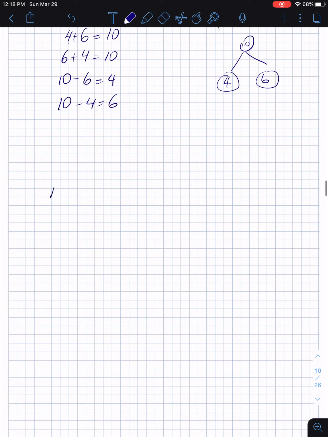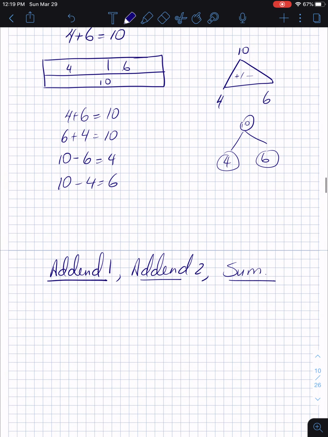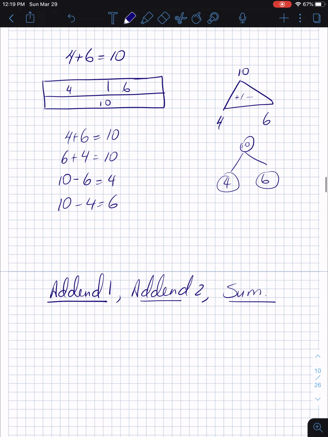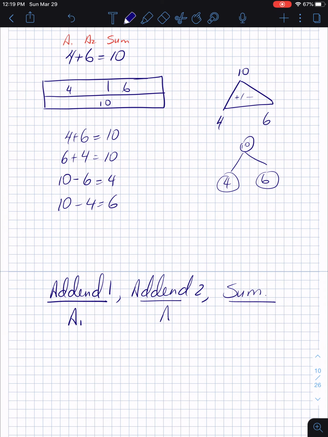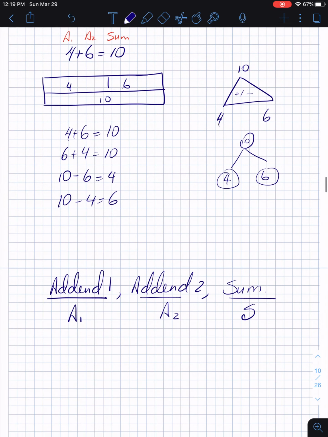So if we have addend 1, addend 2, and sum, those are going to be our words for the 3 numbers in a fact family. So for example, in 4, 6, and 10, this was our addend 1, addend 2, and sum. And if it's okay with you guys, I'm going to say addend 1, addend 2, and sum, just to make it a little bit shorter.